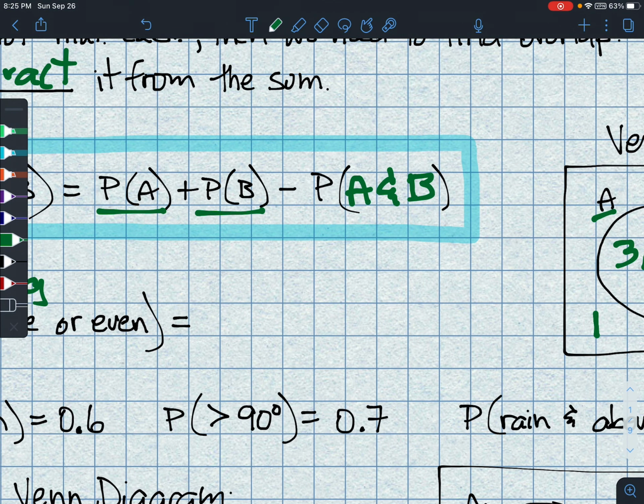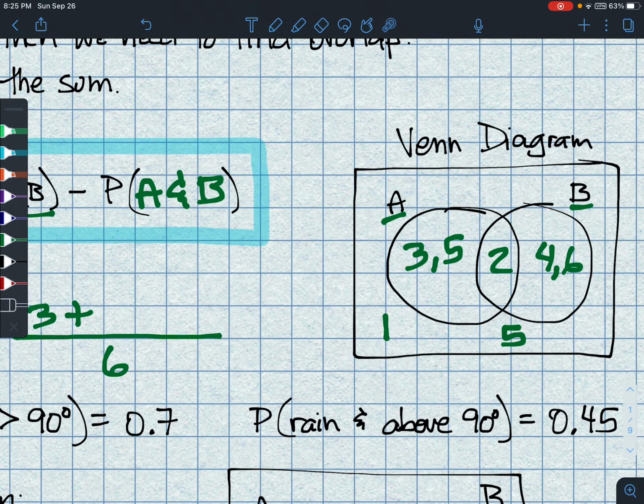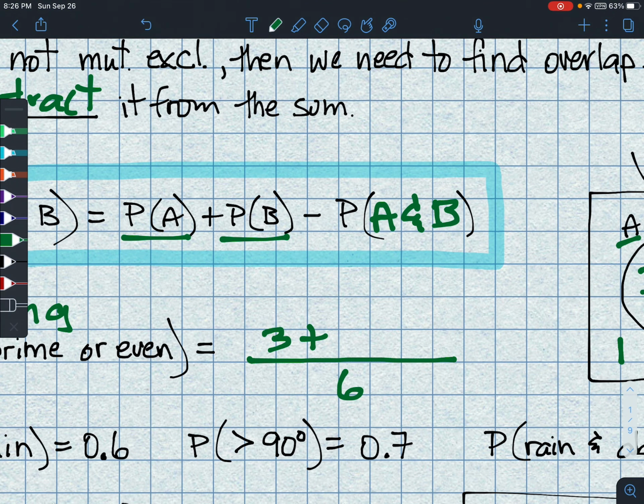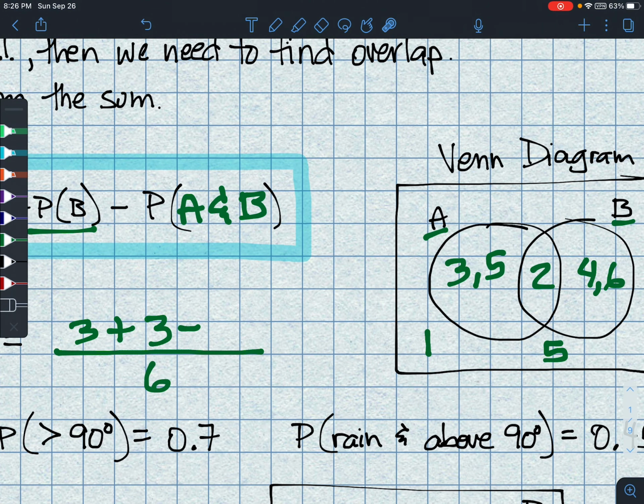All right, well, we know that this is going to be over 6, because that's the total. So how many A's do I have? I have 3 that are in the A. Yeah, and there they are there, 3, 5, and 2. And then I've got 3 that are in the B's. And then I have to subtract off the overlap. And again, here the overlap is, there's 1 item in the overlap. And so 3 plus 3 is 6. So I get 5 out of 6.